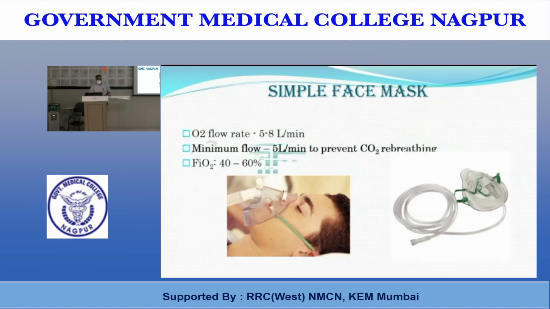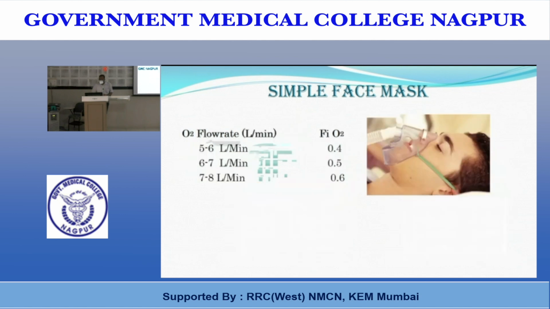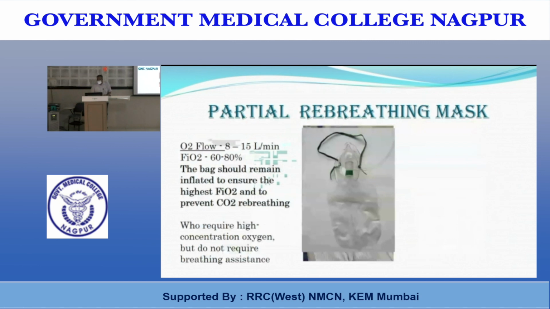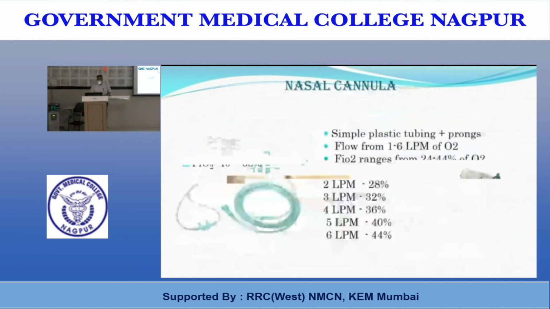With this simple face mask, we have to keep the oxygen flow at 5 to 8 liters, with a minimum flow of 5 liters to prevent CO2 rebreathing when we use the simple face mask. Here we can deliver FiO2 up to 40 to 60%. For the patients who are not maintaining saturation with nasal prongs, we have to attach the simple mask.